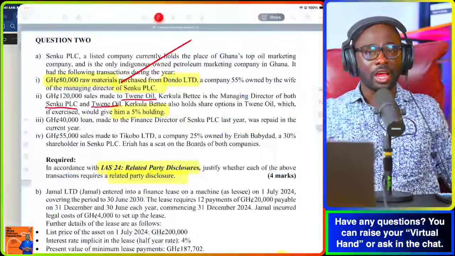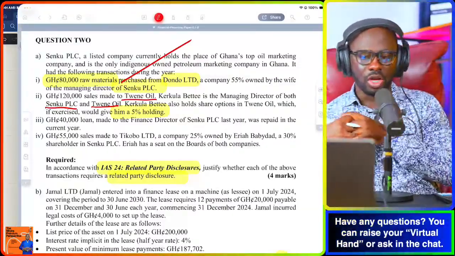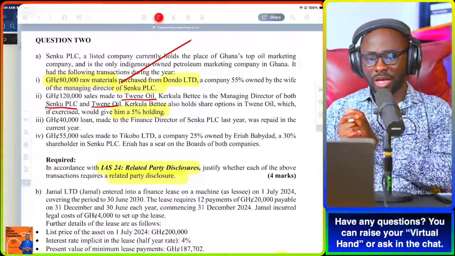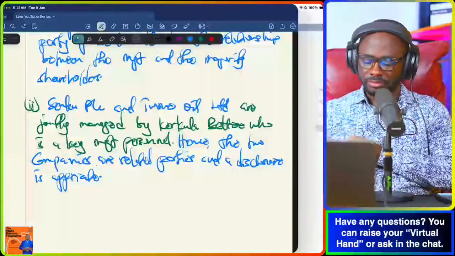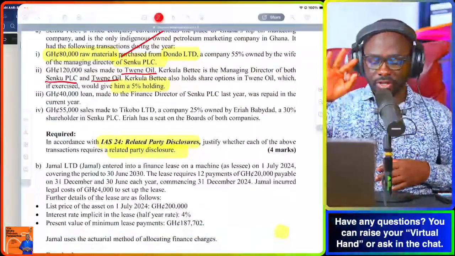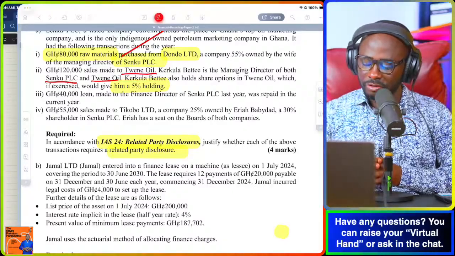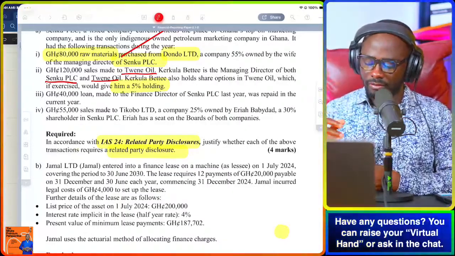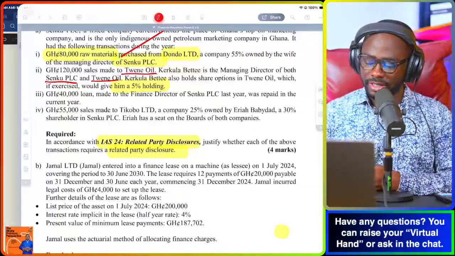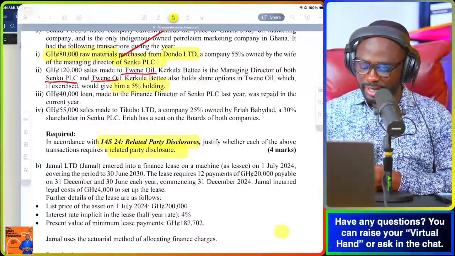So that's the second scenario, also a related party transaction, because the two companies are jointly managed by Kekula Betty, who is a key management personnel. Third, if a 40,000 Ghana cedi loan was made to the finance director of Senku PLC last year, and was repaid in the current year.